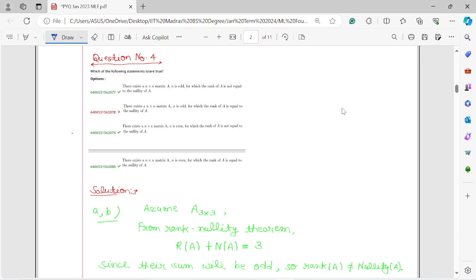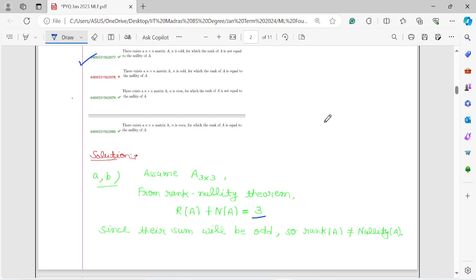Because n is odd, 3, the rank of A is not equal to the nullity of A. This is correct. It is not possible that the rank of A equals the nullity of A. And for the same reason, the second option is incorrect, because it says rank of A is equal to nullity of A, which is not possible. So the second option is incorrect. So let us see the third option.